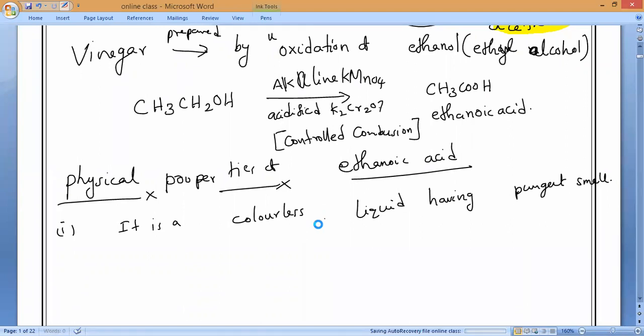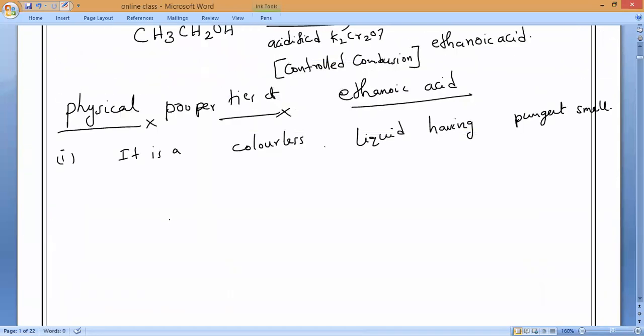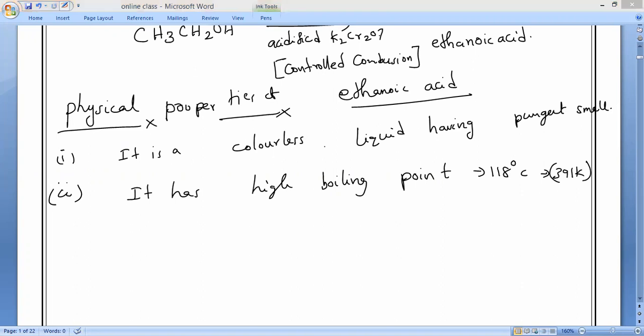Second one, it has a high boiling point, which is about 118 degrees Celsius and 391 kelvins. 391 kelvins. Okay, everybody?